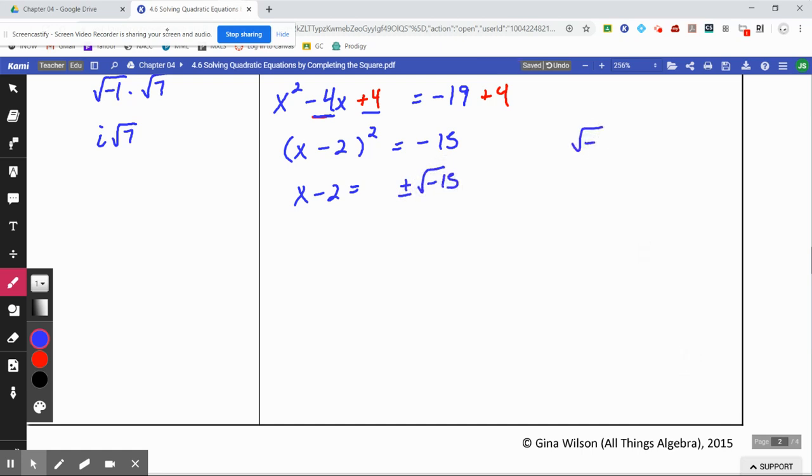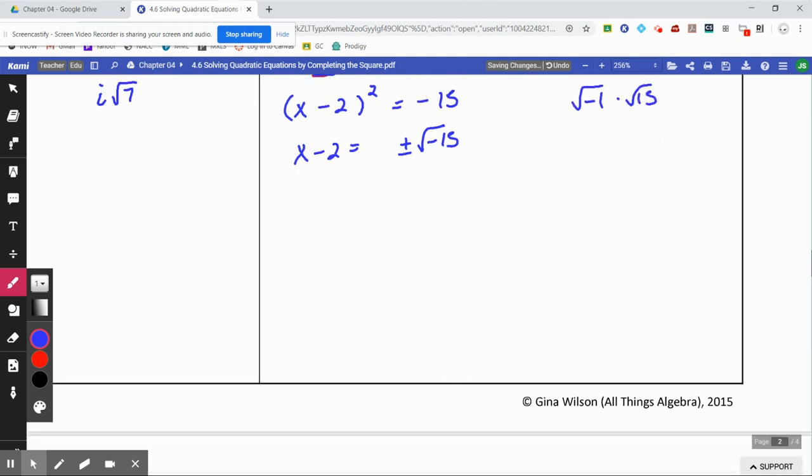That can be split into root negative 1 times root 15. Root 15 does not clean up anymore. So you now have x minus 2 equals, and I'm going to leave a space here to save ourselves a step. That's going to be i root 15. To get rid of minus 2, you're going to move to the other side, and it's going to be plus 2. And x is now by itself. There's your two answers.